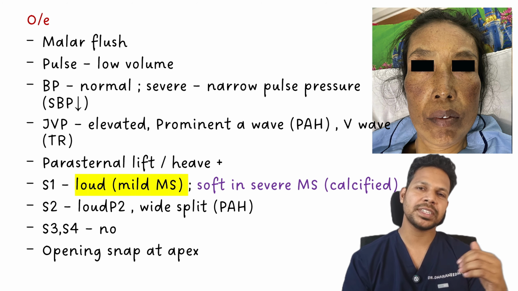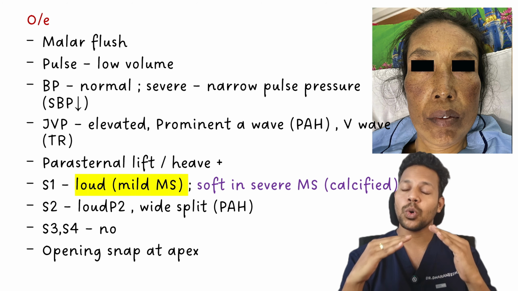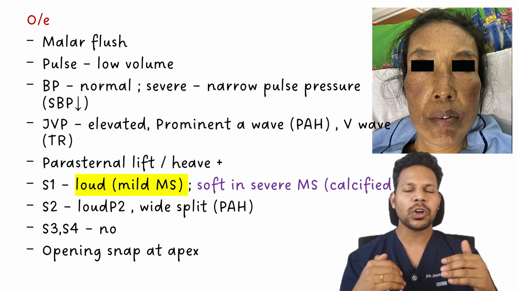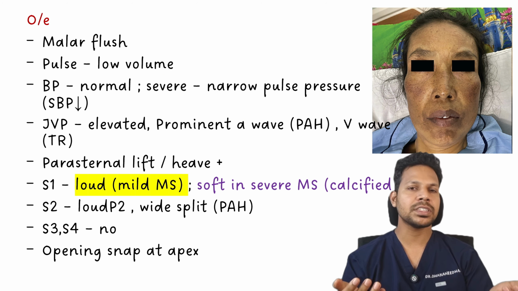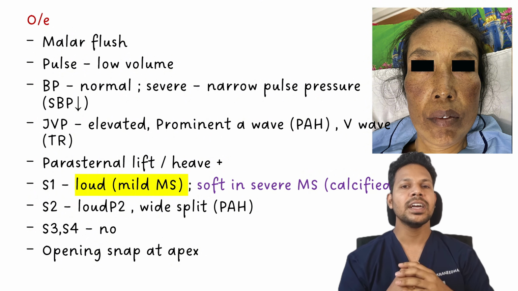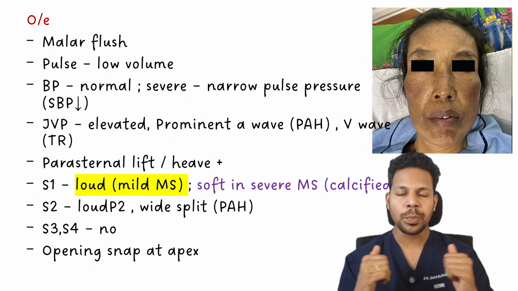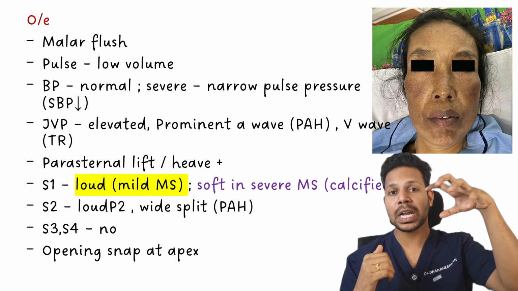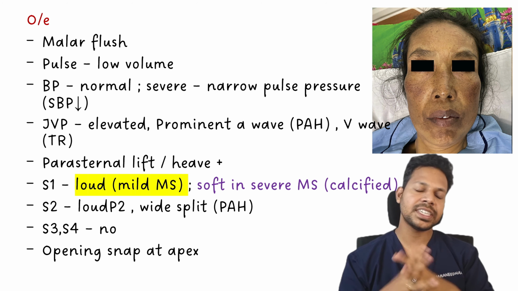The opening snap is nothing but a snapping sound that is heard with the opening of the mitral valve. Usually in a normal patient, opening of valves does not make any sound, but in mitral stenosis, the sudden opening of the mitral valve with the buildup of pressure in the left atrium can generate this opening snap.